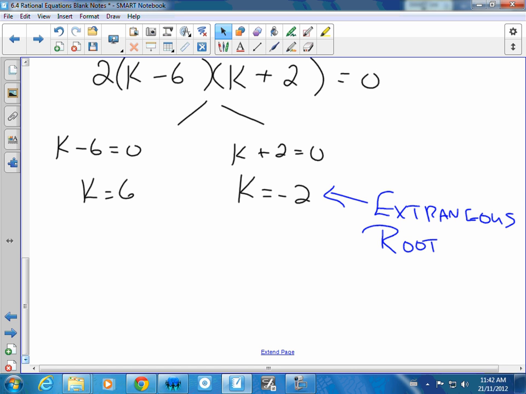So in this case, how many answers are there? 1. It is 6. And could you test that? You could take it, you go back to the original equation and plug it in. No, because we found out it's an extraneous root. We don't need it.